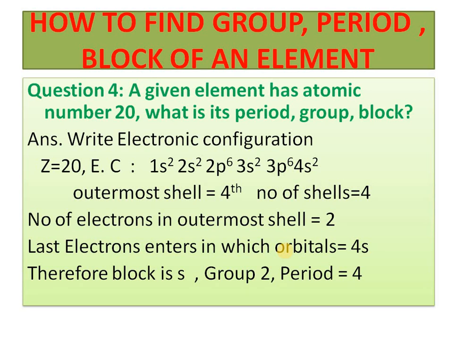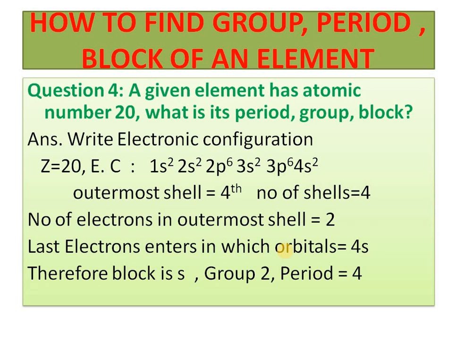So if the atomic number is 20, we can write the electronic configuration. After writing it, I come to know that the outermost shell is the 4th, and the number of shells is 4, so it means the period is 4th. Similarly, this electron is going to the s orbital. So s orbital means the group number is equal to the number of electrons in the s orbital.